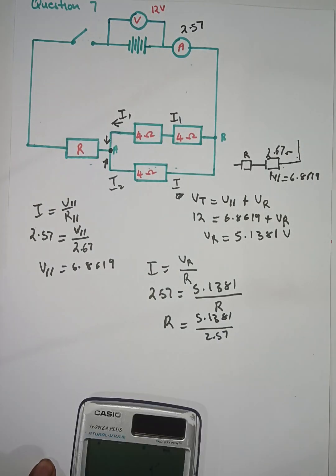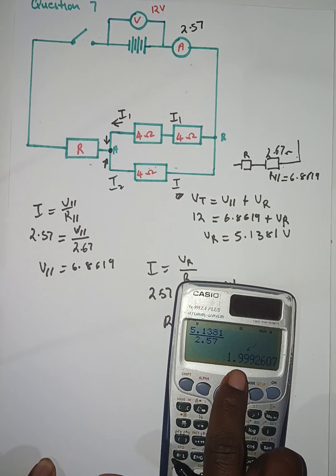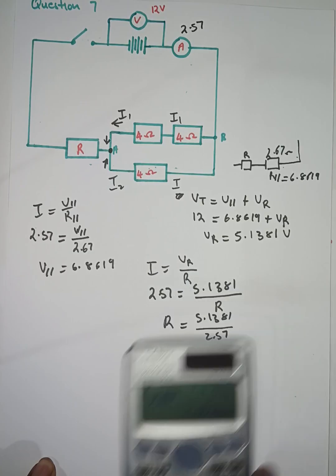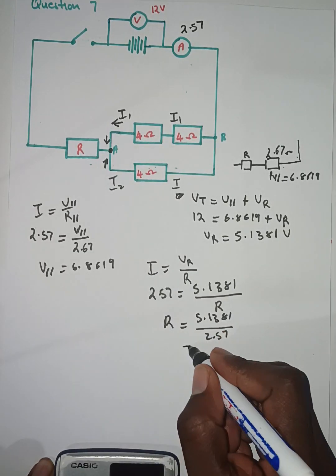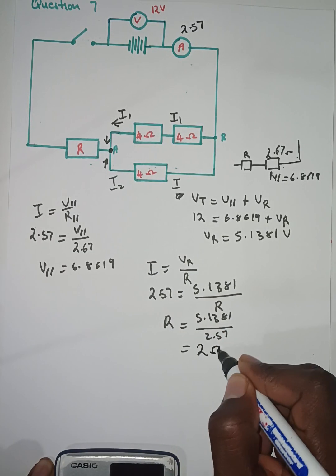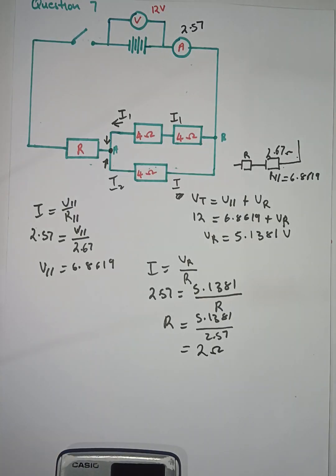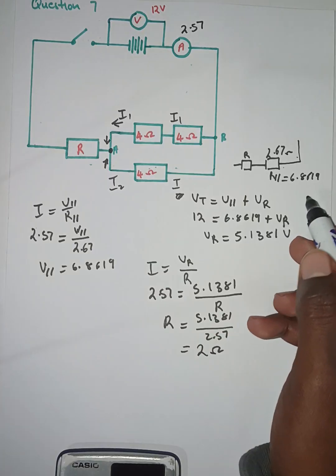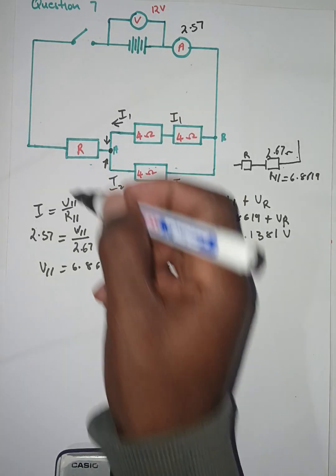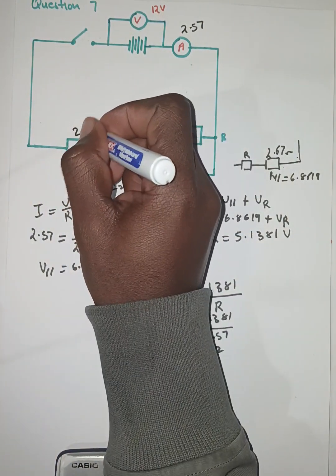Let's see what we get. So we have 5.1381 divided by 2.57, and you can note that we have 1.999. If you round that off, you actually get a value of 2 ohm. And again, you can see that we arrive at the same answer, ladies and gentlemen. We found R to be 2 ohm, right?